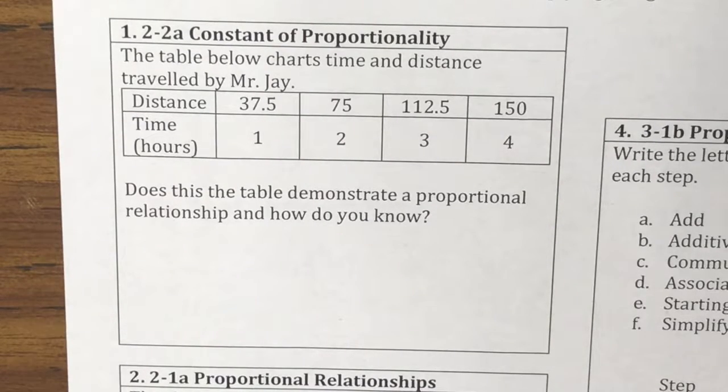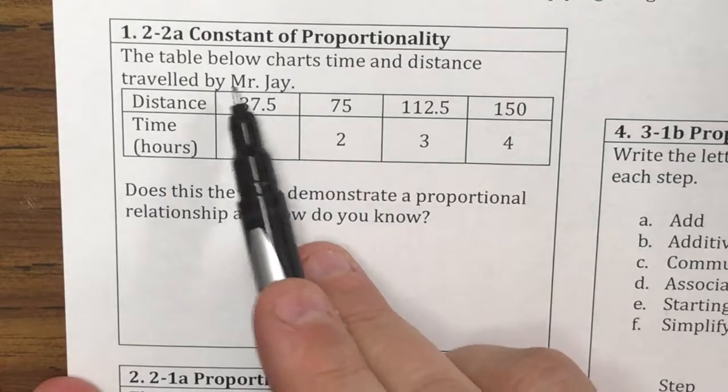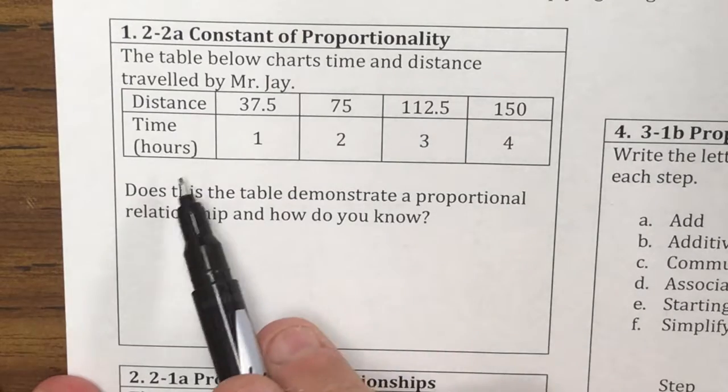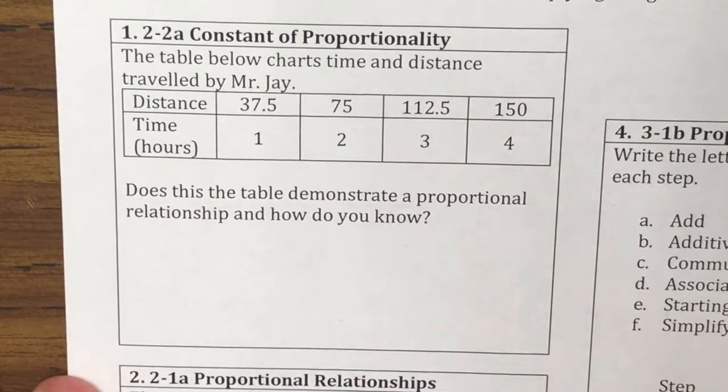Number 1, 2-2A, constant of proportionality. The table below charts time and distance traveled by Mr. J. Does the table demonstrate a proportional relationship? How do you know?